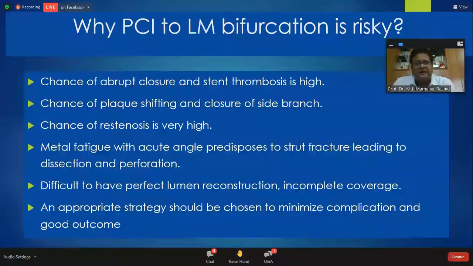Now, why is PCI in left main bifurcation risky? There is a chance of abrupt closure, and stent thrombosis is high. Chance of flap shifting and closure of the side branch. Chance of restenosis is high. And chance of strut fracture, dissection and perforation is high. It is difficult to have perfect lumen reconstruction, and there is a chance of incomplete coverage.